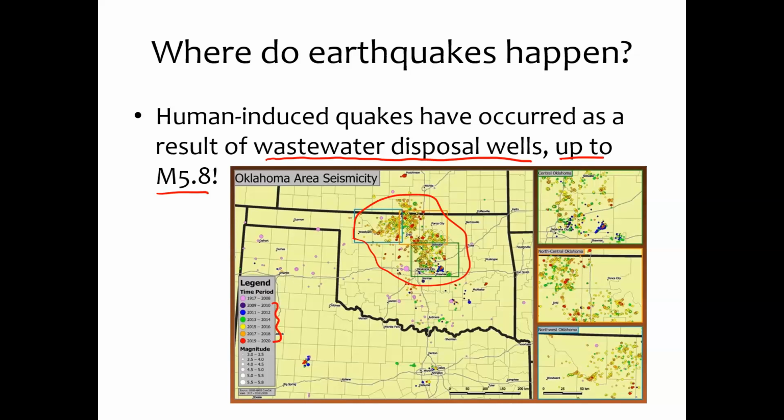We're probably not going to be capable of causing a magnitude 9 earthquake like this, but we can cause small to intermediate ones just by disposing of our wastewater. And this is wastewater that comes from fracking.